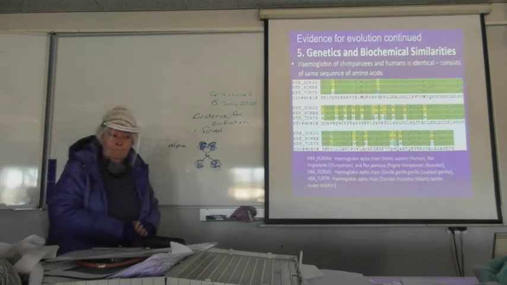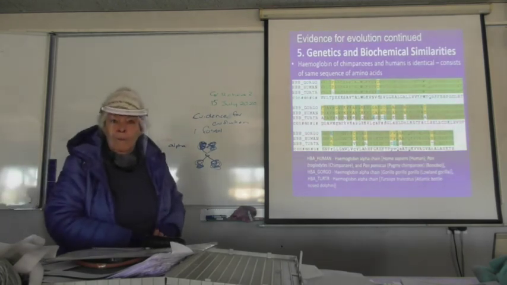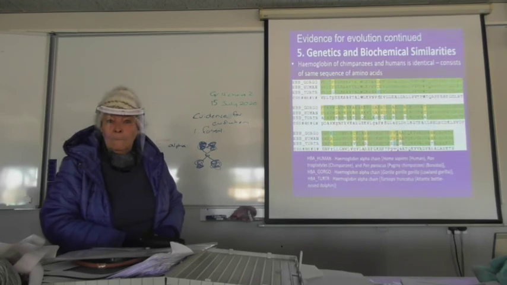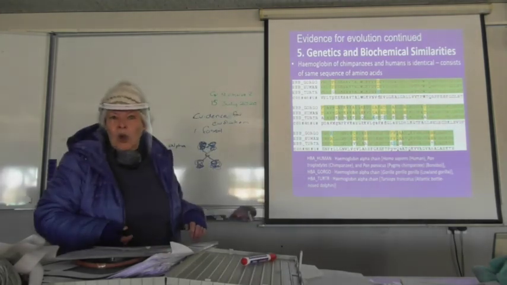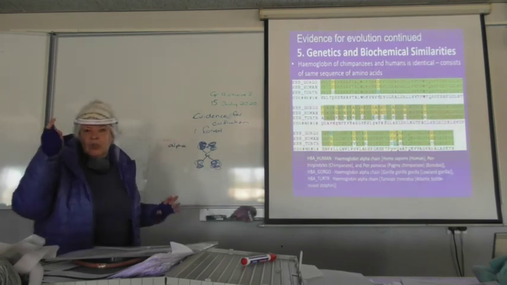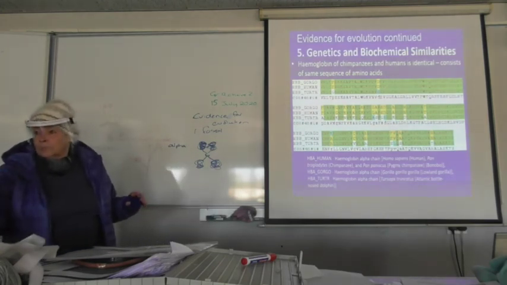William? Are they always from the hemoglobin alpha chain? No, this is just an example. Could have used any. Yeah, could have used insulin.